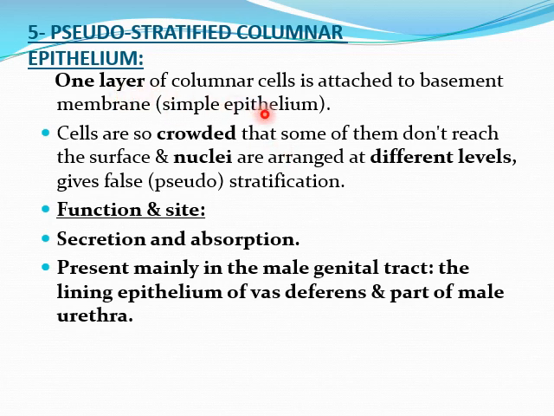So it is one layer of columnar cells, all of the cells attached to the same basement membrane. They are crowded so you can see the nuclei at different levels, and this gives you the pseudostratification, as if it is formed of more than one layer. Besides secretion and absorption, it is present in the male genital system in the vas deferens and part of the male urethra.